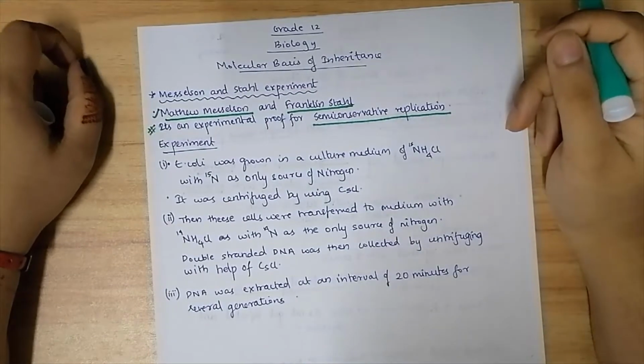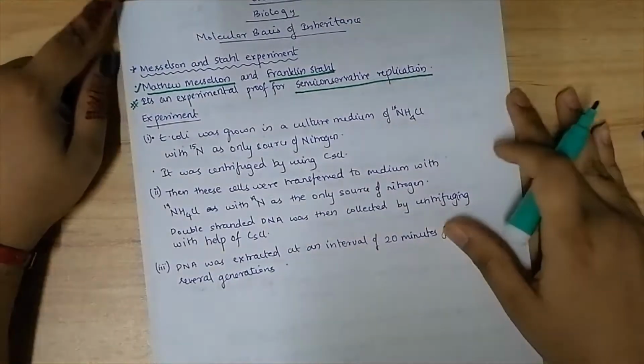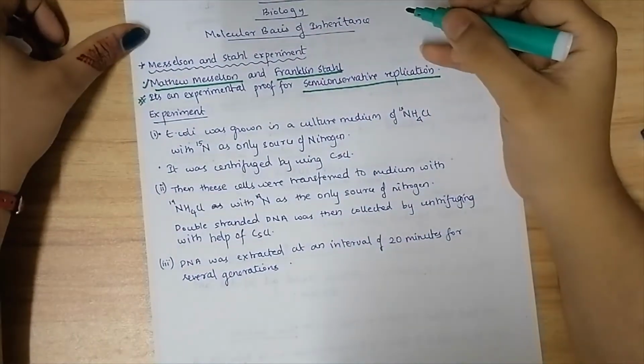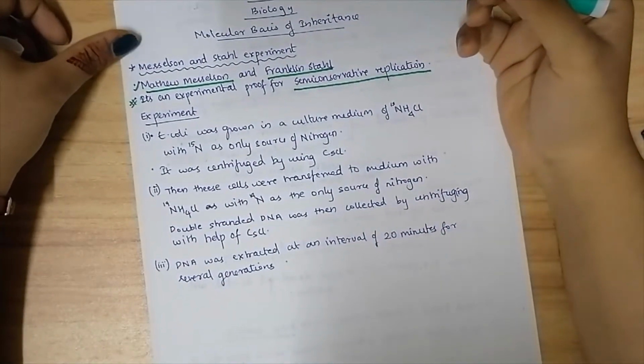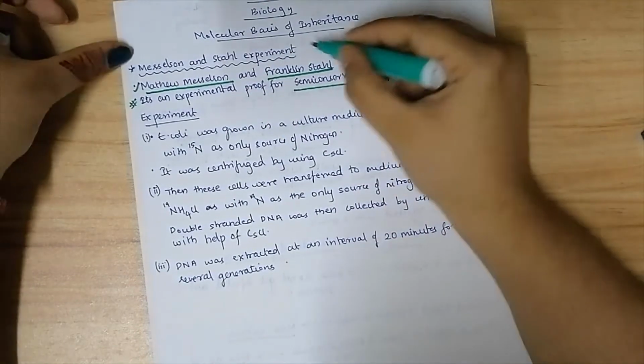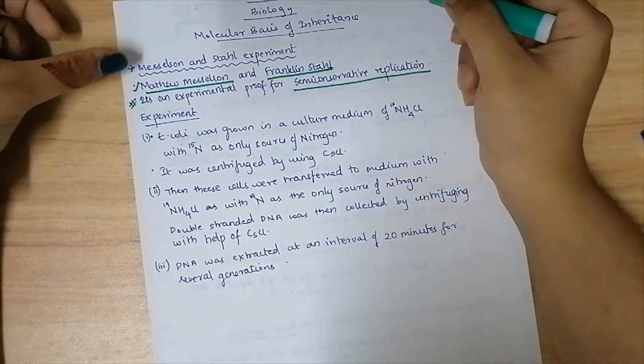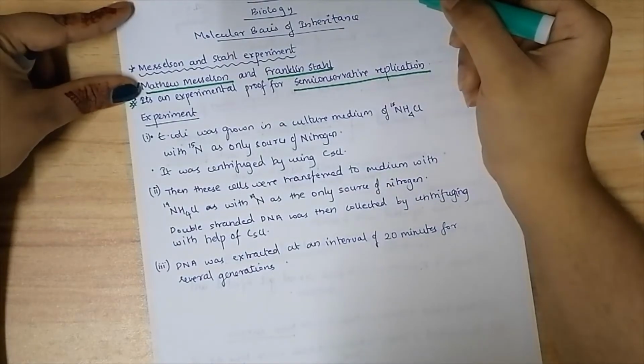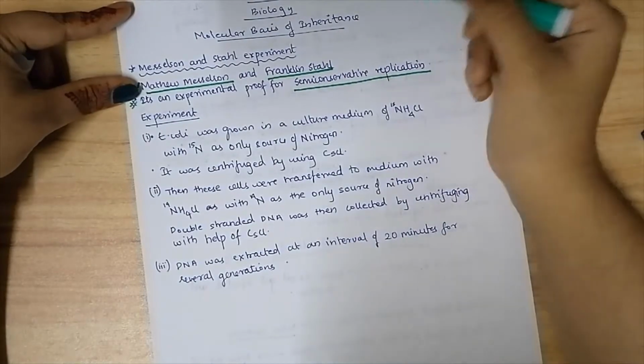I'm explaining the Meselson and Stahl experiment from the chapter Molecular Basis of Inheritance, Grade 12 Biology textbook, NCERT. The two scientists, Matthew Meselson and Franklin Stahl, performed this experiment. This is an experimental proof for semi-conservative replication of the DNA.